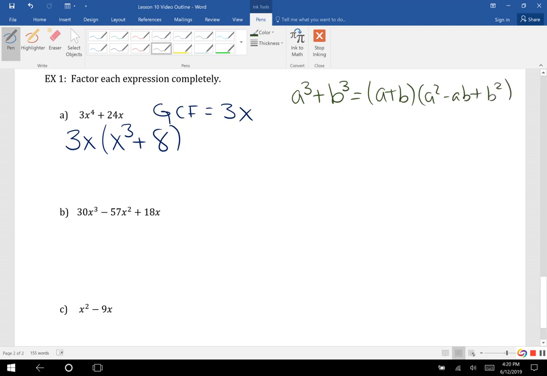And so I'm going to copy down the GCF. The 3x doesn't go anywhere. And then I'm going to use that formula I just wrote down in green. The a is x, so x plus, and the b is going to be 2. 8 is 2 cubed. And then we'll get an x squared minus x times 2 plus 2 squared, or plus 4. And there's our final answer.